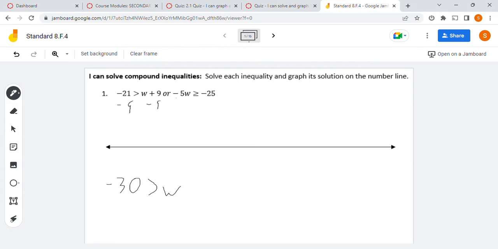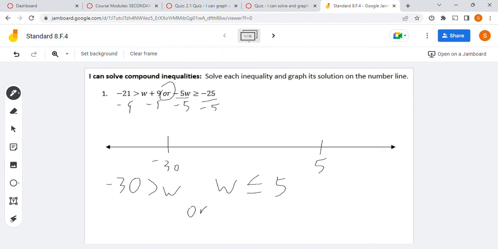On the second one, we're going to divide by negative 5. Divide by negative 5, and we end up with w. Switch the sign because we divided by a negative number. Is less than or equal to positive 5. So the two numbers that we are comparing to are negative 30 and positive 5. The conjunction is "or," so we're going to keep that.